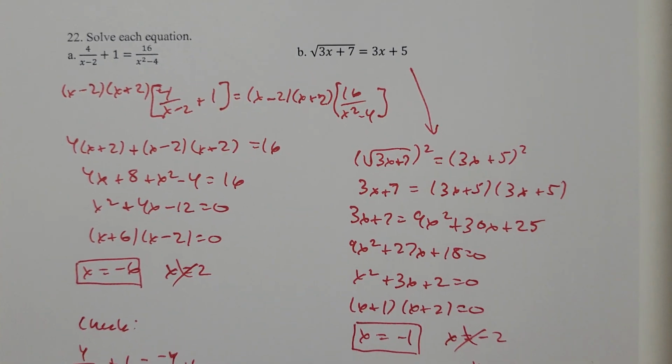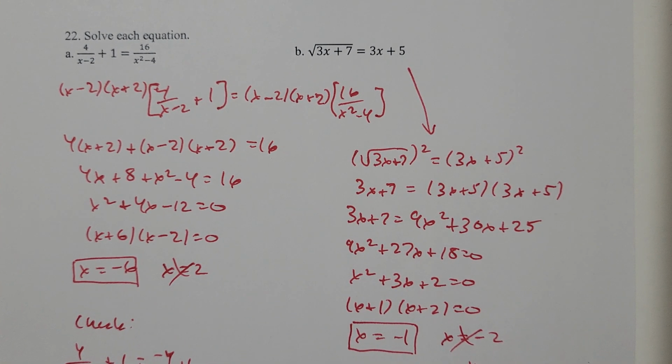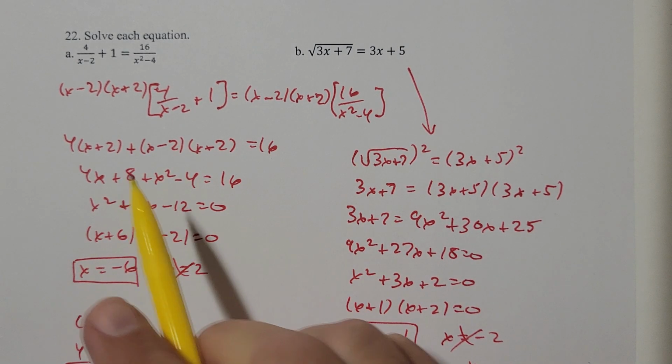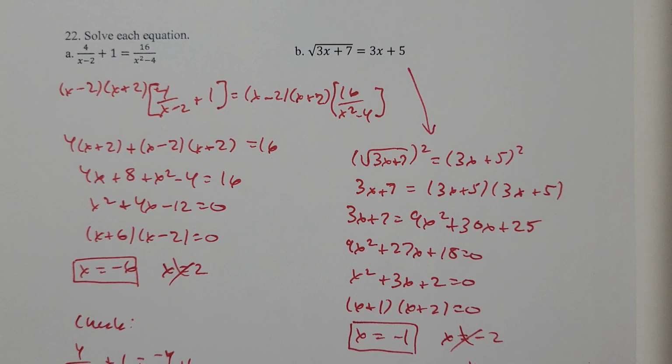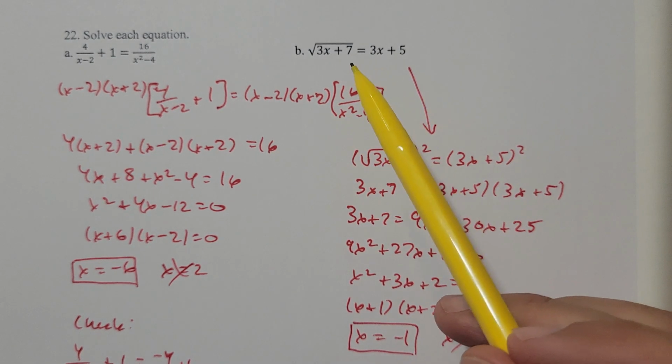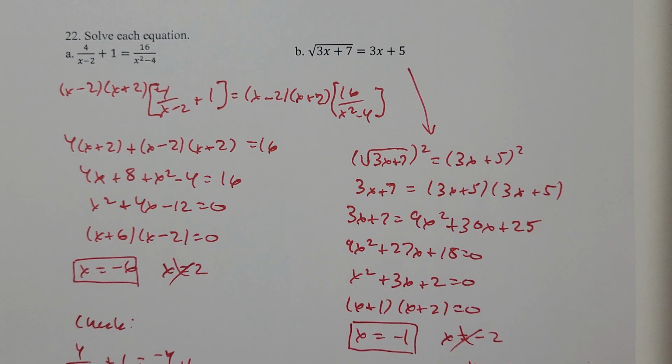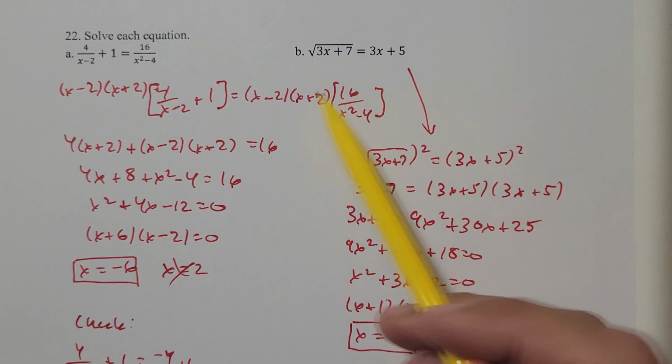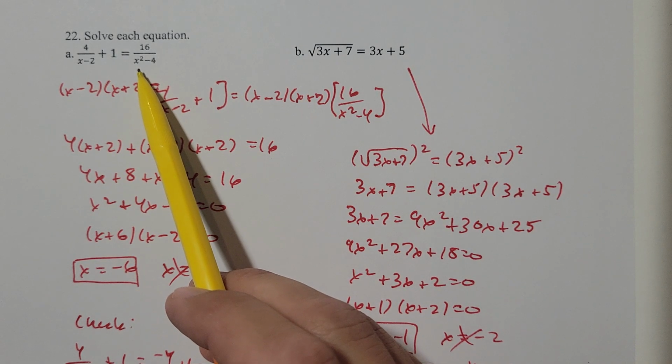Let's take a look at problem 22 next. So in problem 22, we want to solve some equations. We've got a rational equation, which is fancy words for a fraction, and then we've got a radical equation. Now, whenever I have a rational equation, the first thing I would try to do is to get rid of the fractional form there.